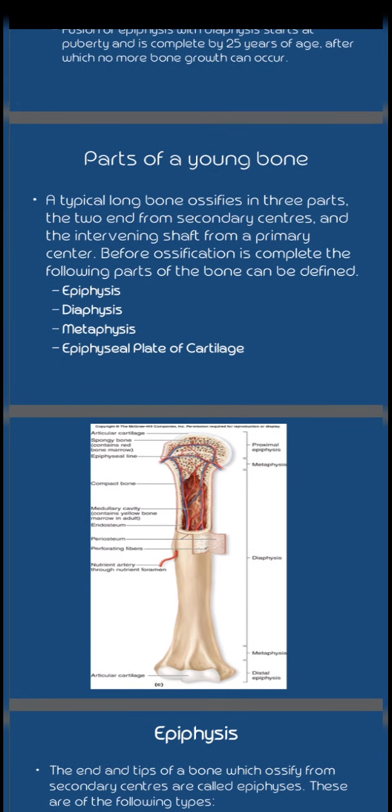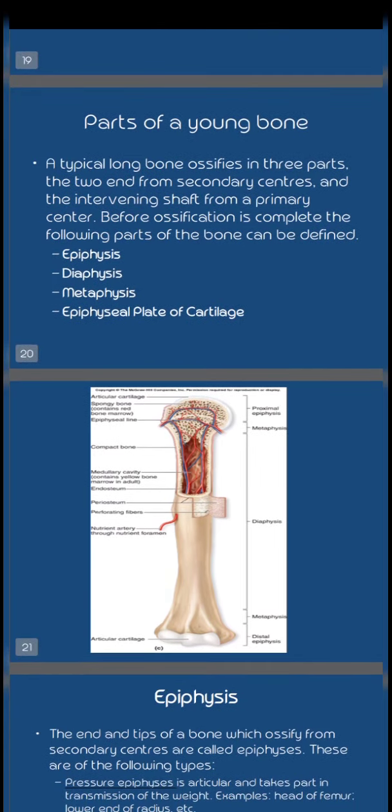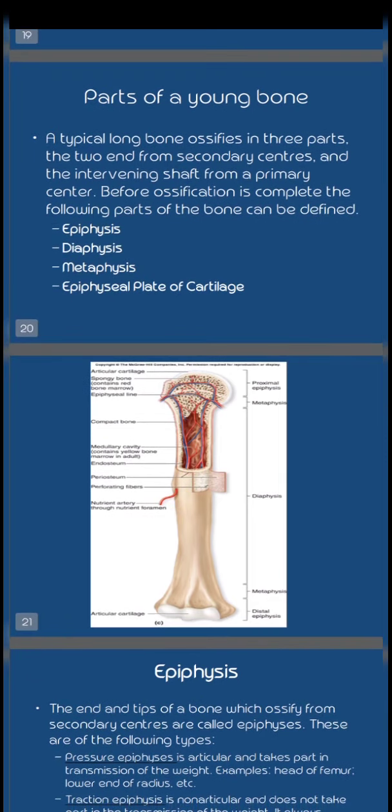A typical young bone ossifies in 3 parts in total. The 2 ends, the epiphyses, are where the secondary ossification centers are present and secondary ossification takes place, and the intervening shaft forms a primary ossification center. Before ossification, the following parts are present: epiphysis, diaphysis, metaphysis. As you can see, metaphysis is not present in adult bones because the ossification centers are already closed. So metaphysis occurs in young patients.